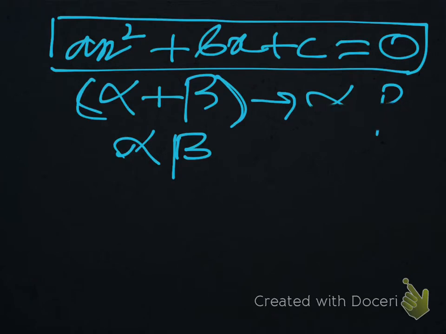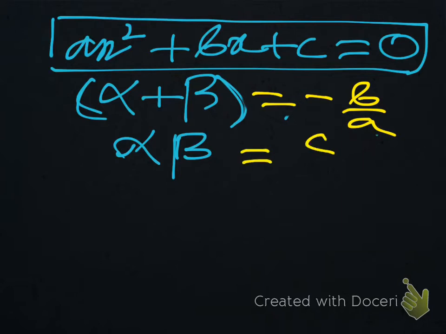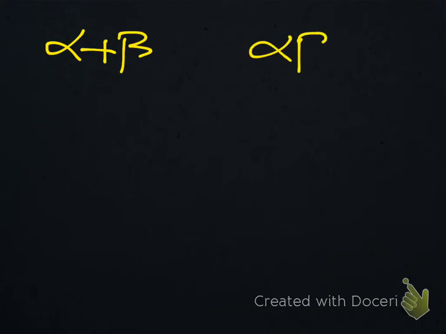As we know, the sum of the roots of the quadratic equation is equal to minus b by a, and the product of the roots is equal to c by a. So we already know this. Now let's find out how to find a quadratic equation if these two pieces of information are provided to us.